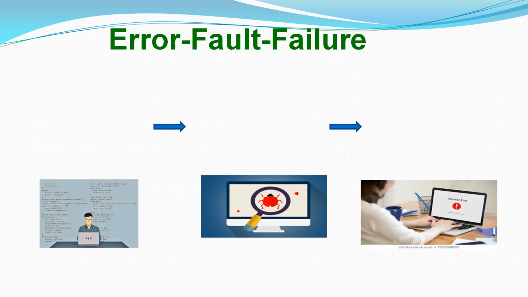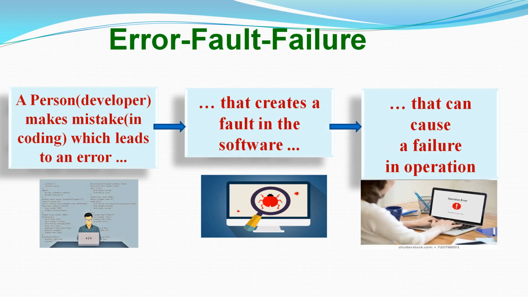Now, next, we are going to discuss the relationship between error, fault, failure. A developer is also a human being. Sometimes we will make some mistakes. After all, we are human beings. There are chances of making mistakes. If the developer makes a mistake in coding, what will happen? Due to this mistake present in the code, we will get the error.